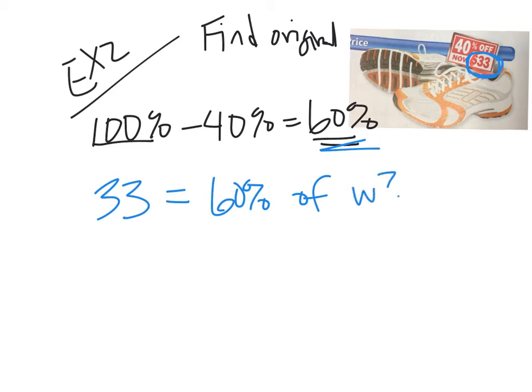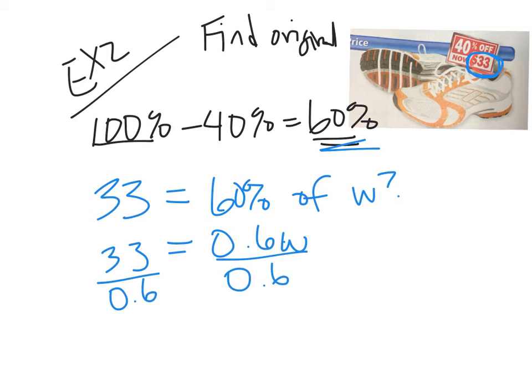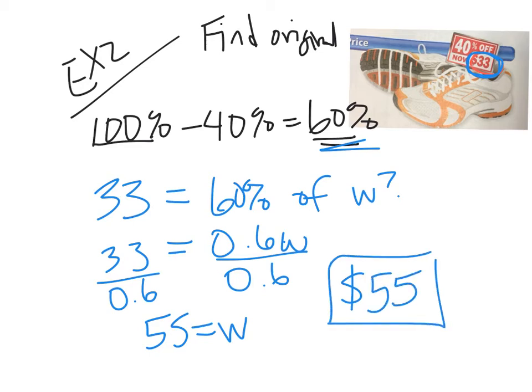Okay, you should recognize this. So we're going to do 33 equals 0.6 times W. So how do I get W? You just divide by 0.6. So then $33 divided by 0.6 is going to be 55. So the original cost of these shoes was $55.